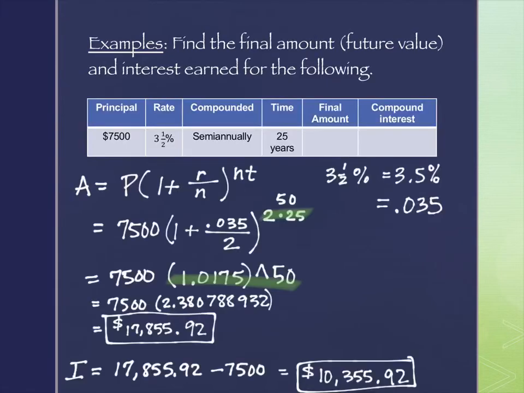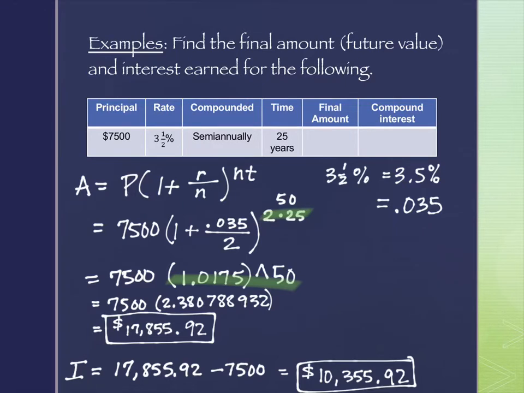So if I were looking at this problem and looking at the numbers and everything, if I were to ask you, what would I have to invest in the account, given all these same conditions, in order to have $17,855.92, and I didn't have the $7,500 given, I would be looking for that $7,500 amount, so I would know what to put in for later.